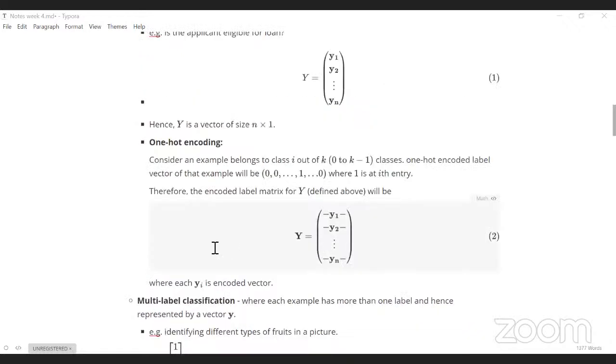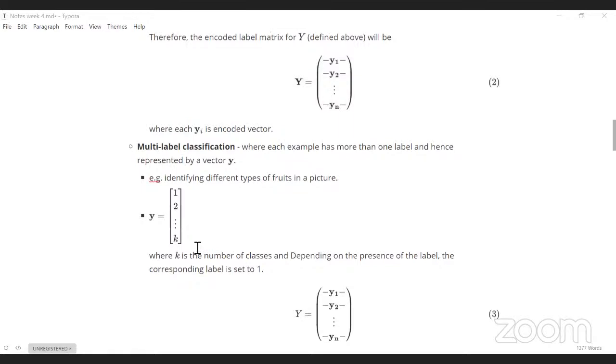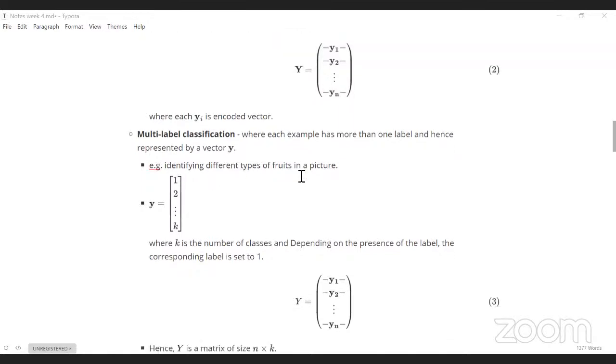For a multi-label classification problem, each and every example may have more than one label, right? So let's say there are k classes, and y is going to look like 1, 2, 3 up to k classes. So if, let's say, y has the labels 2 and k, the corresponding entries will be 1, and all other entries will be 0.